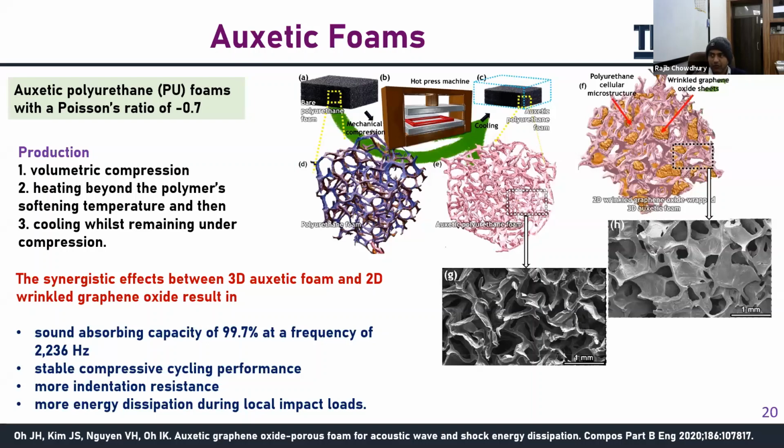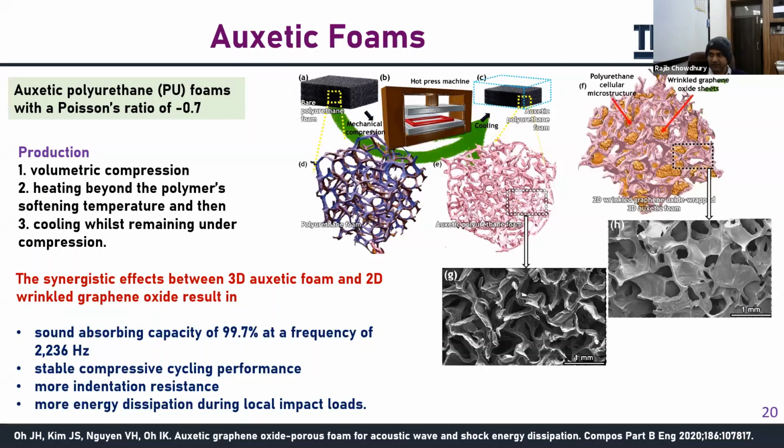Compared with the pure polyurethane foam, these auxetic heterostructure foams with the corrugated 2D graphene sheets are showing a sound absorbing capacity of almost 99.7% at a frequency of 2.2 kilohertz. And the shock energy absorption is almost in the range of 190% enhancement for the impact loading.